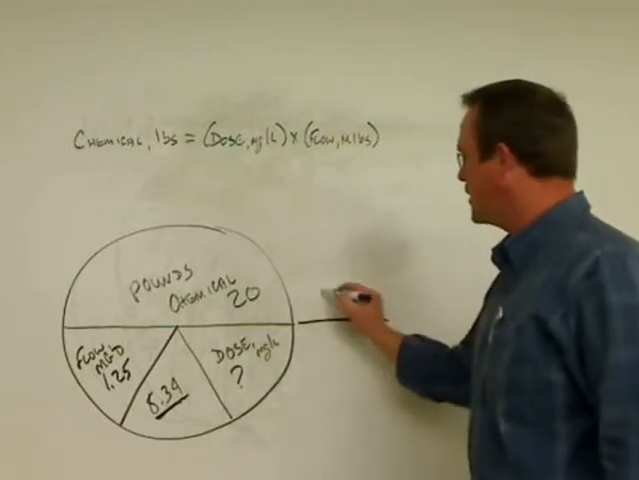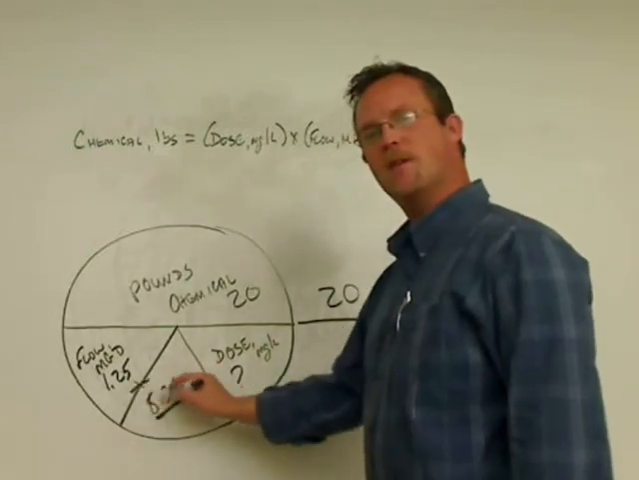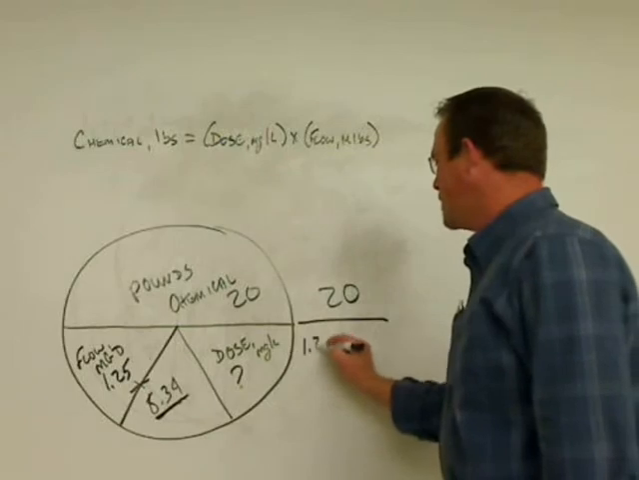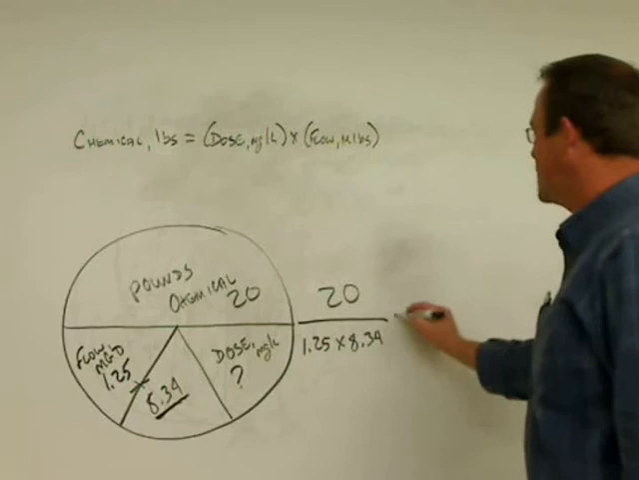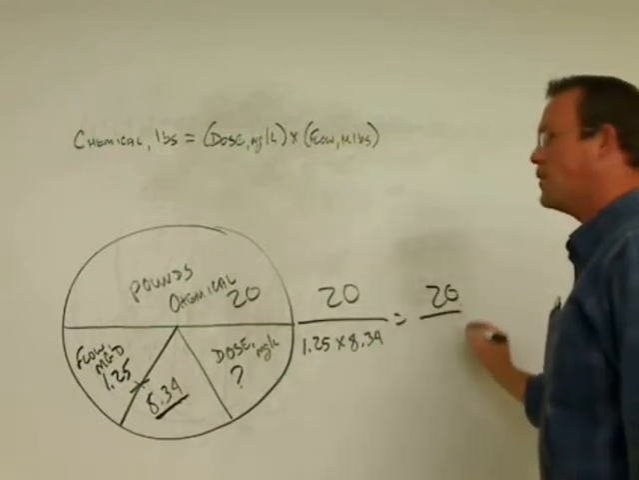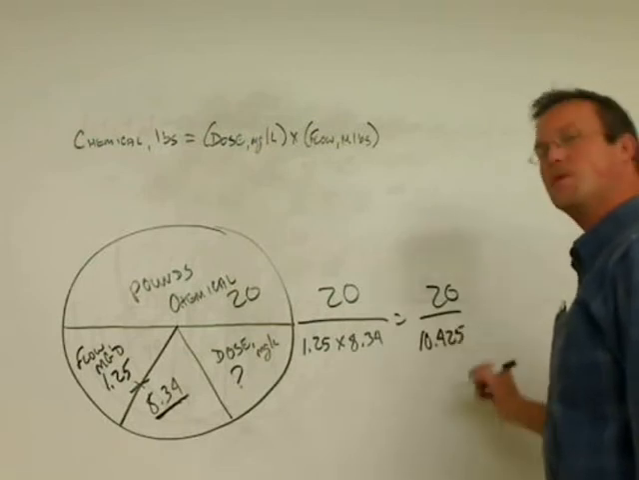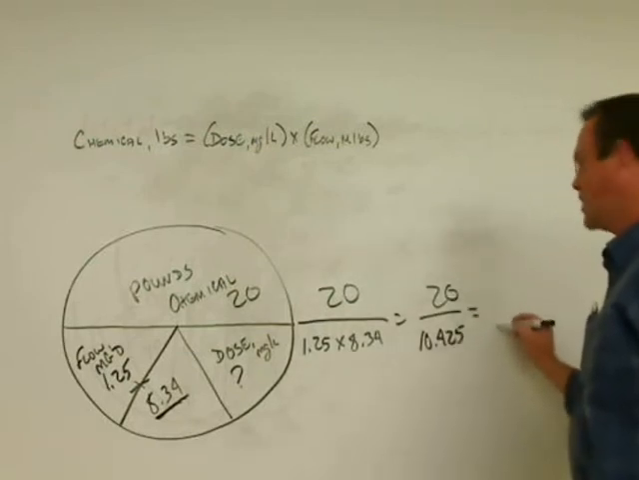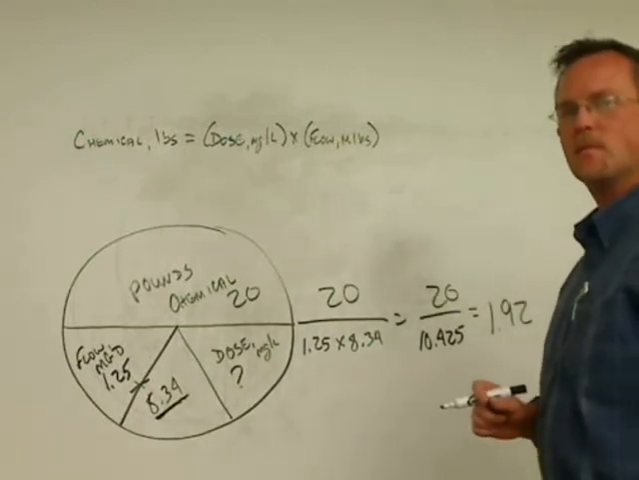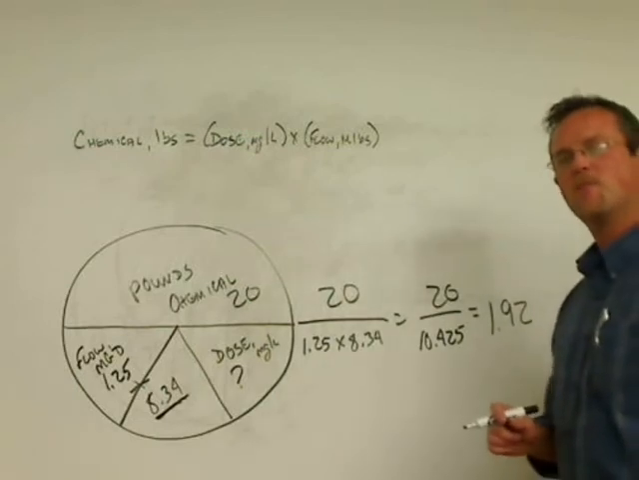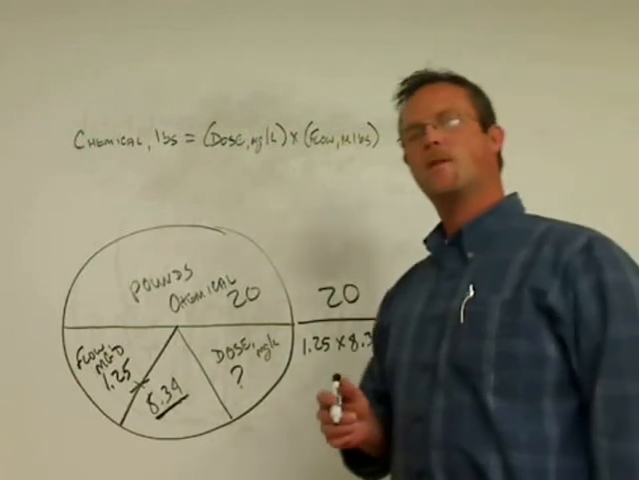Next step, carry my 20 down. Step number 2, I'm going to multiply these two numbers together. 1.25 times 8.34 should give me, again, 20 over 10.425. Which should give me a dose of 1.92. Disinfection problems, or dosage problems, are not that difficult to figure out. Go ahead and work the next two.